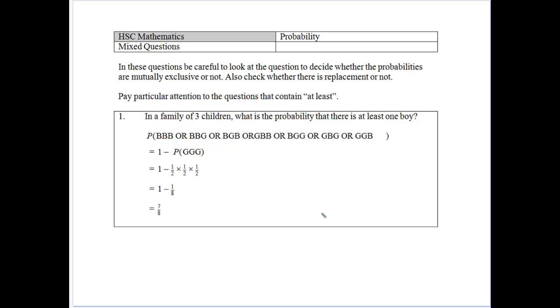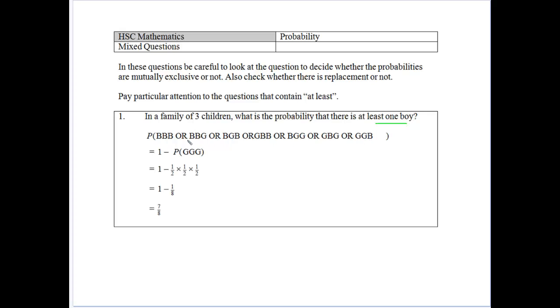Now, we're going to look at some probability problems that we're going to face. The first one here is, if we've got a family of 3 children, what's the probability there's at least one boy? There are two ways to do this question. The first describes the easy way. At least one boy means 3 boys, or 2 boys, or 1 boy.